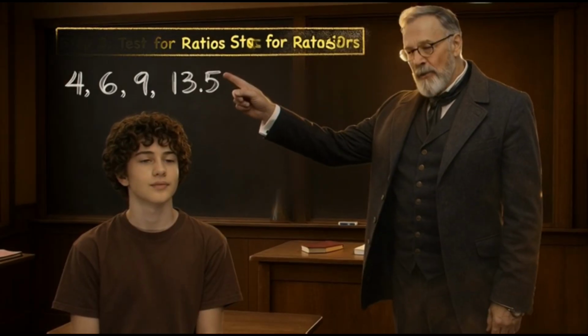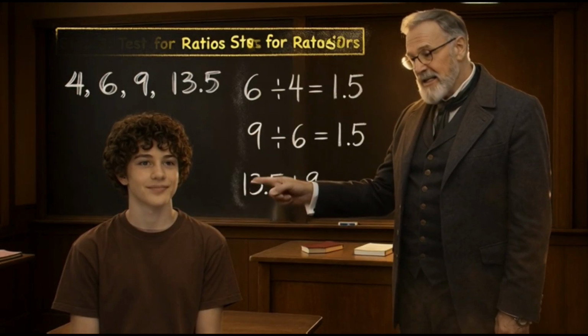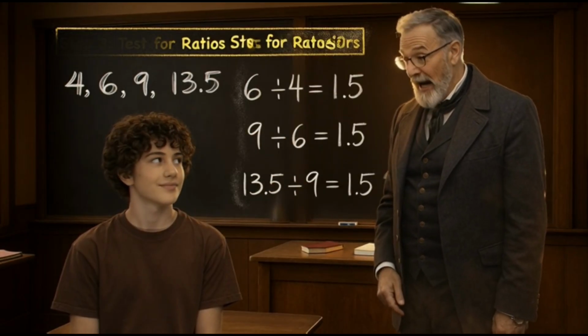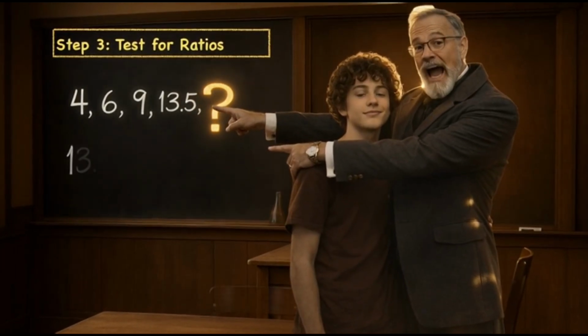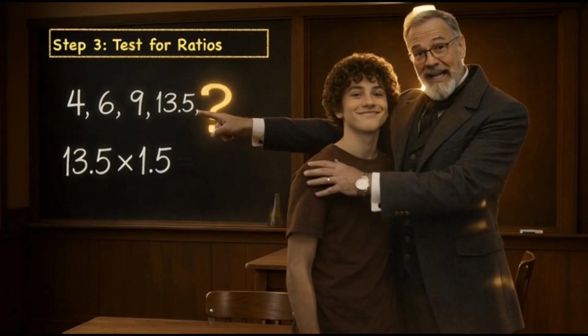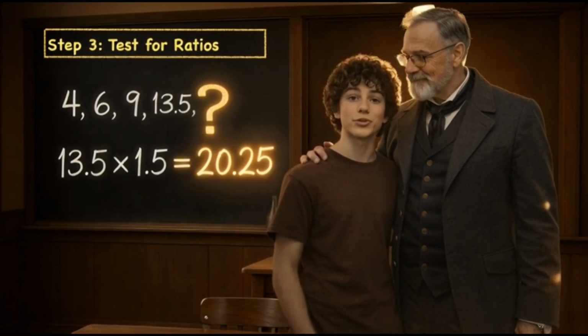Divide each number by the one before it. The ratio stays the same. Each number is multiplied by 1.5. If the rule is multiply by 1.5, then we apply the same rule again. So the next number is 20.25.